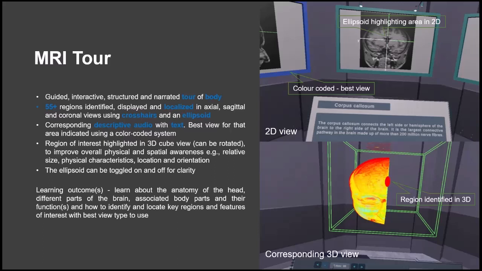Regions of interest are highlighted in the 3D cube view, which can be rotated, and also shown in the 2D panels above. The learning outcomes for this part of the application are to learn about the anatomy of the head, different parts of the brain, associated body parts and their functions, and how to identify and locate key regions and features of interest with the best view type to use in that context.